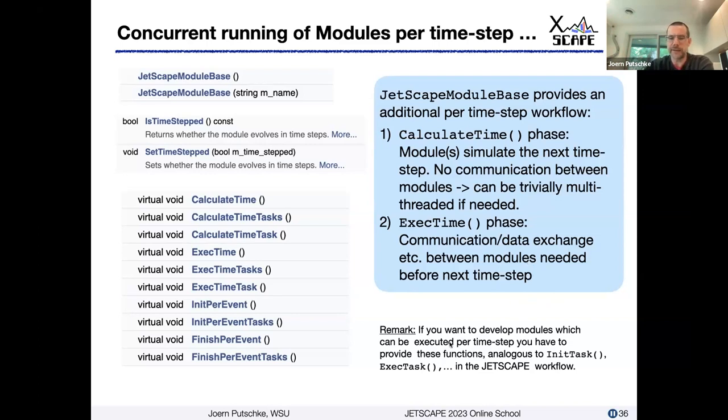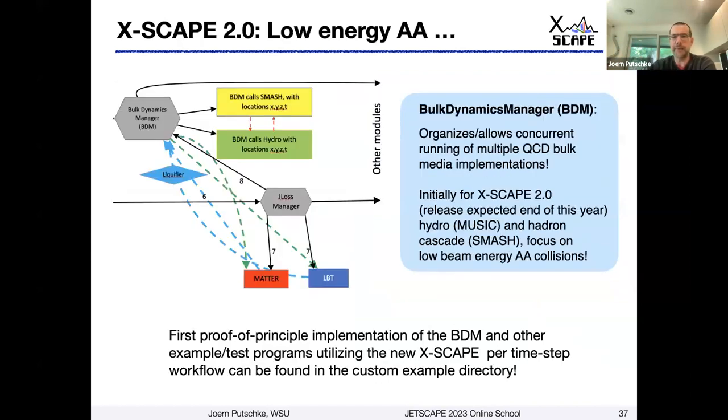So, just as a quick remark, if you want to develop modules which can be executed per time step, you have to provide these functions on the left-hand side, calculate time task and so on, analogous to the init task and exit task in the JETSCAPE workflow. Once you have this implemented, then your module gets executed automatically per time step as given by the main clock or any transformation of the clock in your module.